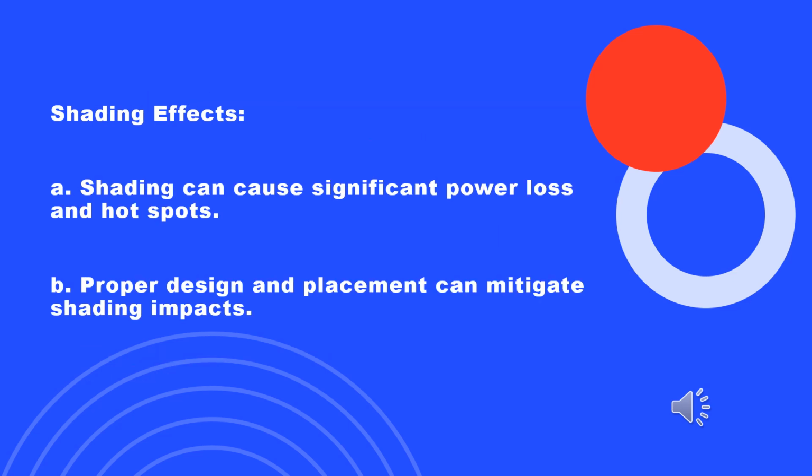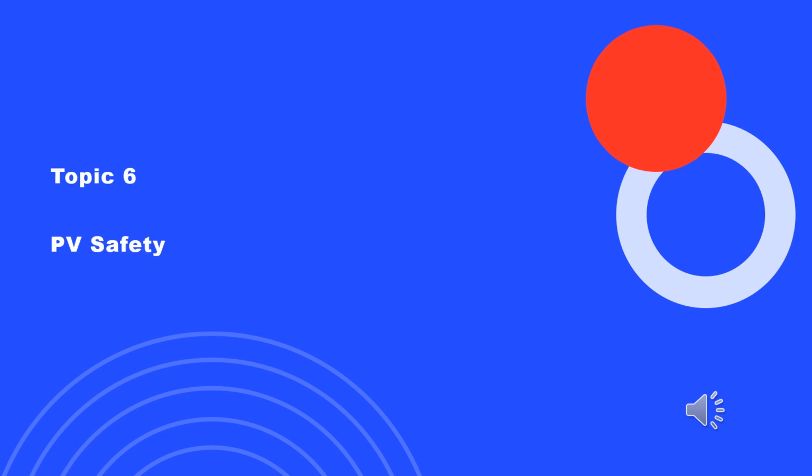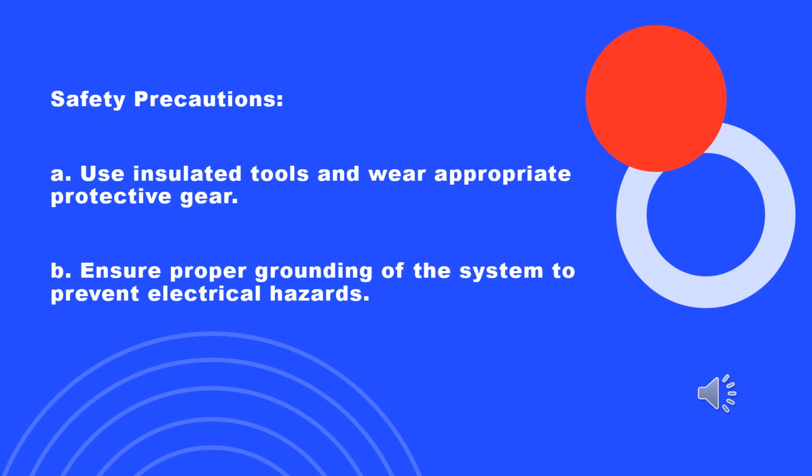Shading effects. Shading can cause significant power loss and hotspots. Proper design and placement can mitigate shading impacts. Topic 6. PV safety. Safety precautions. Use insulated tools and wear appropriate protective gear. Ensure proper grounding of the system to prevent electrical hazards.